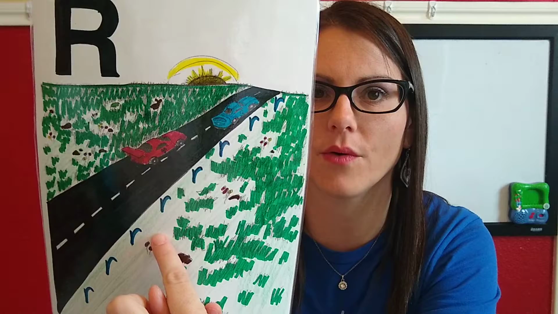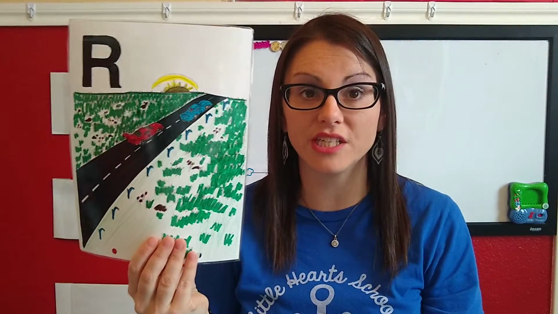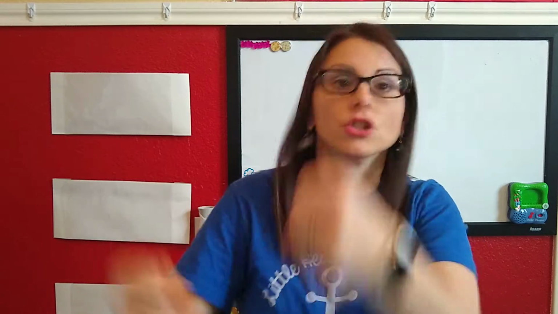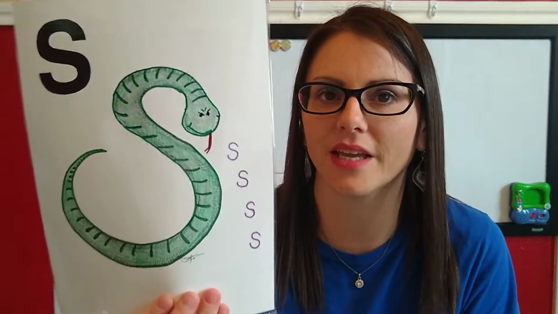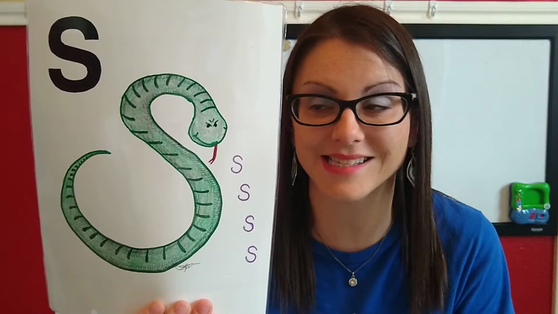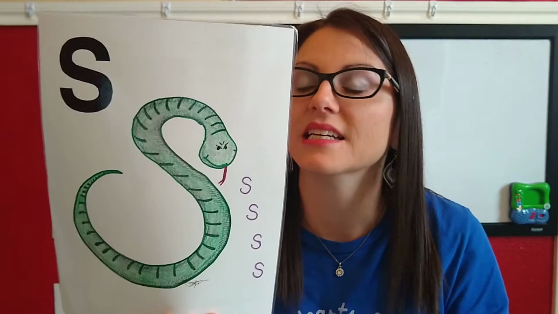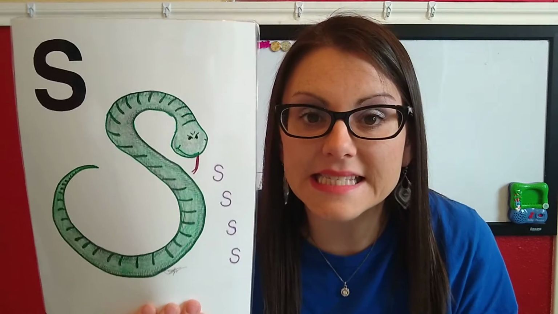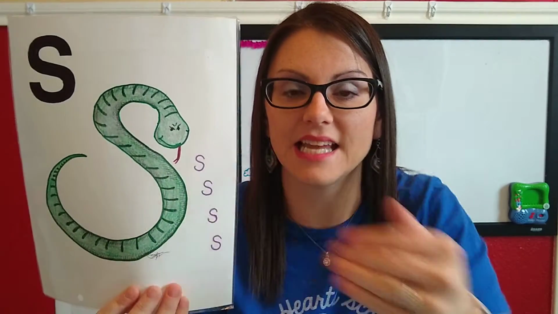Okay, here's our letter R, capital, lowercase. And R is like a race car. So grab your steering wheel and we're going to say R. Here is our letter S. It's got a snake. So S says sss, like a snake. Do it with me.